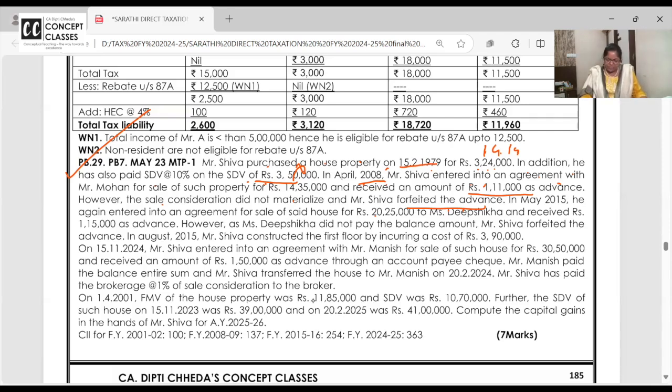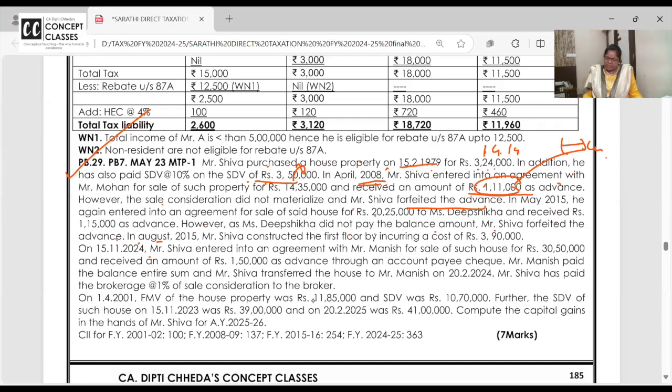In May 2015, he again entered into agreement for sale of the house and received advance. However, Deepshika did not pay the balance and Shiva forfeited the advance. Okay. So, first advance money was forfeited before 2014. So, minus from the cost. The second advance money forfeited is now. So, straight after 1st April 14, if you forfeit advance money, it will be taxable under income from other sources, right?